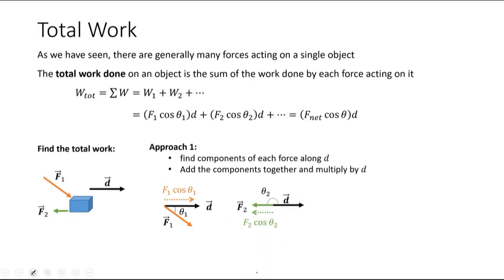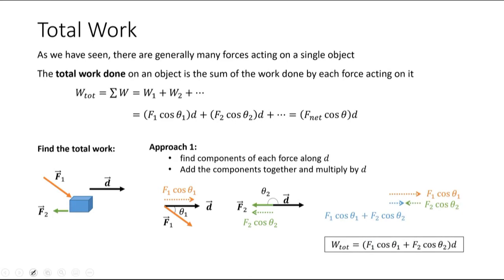And then you can just add the forces together. So I would get F1 cosine theta 1 plus F2 cosine theta 2. If you add them together, you get the net force acting on the box in the direction of the displacement. So that would be F1 cosine theta 1 plus F2 cosine theta 2. And then you just multiply by D to get the total work done.